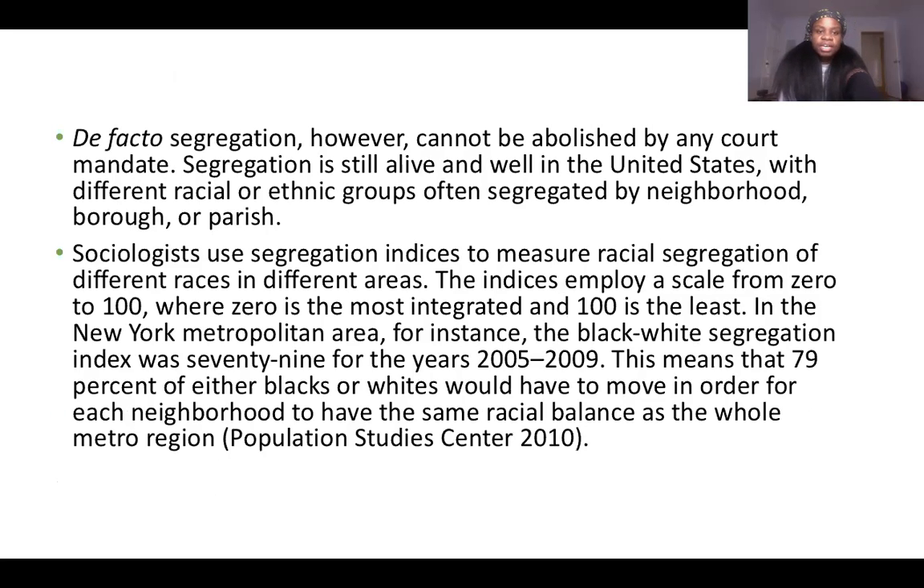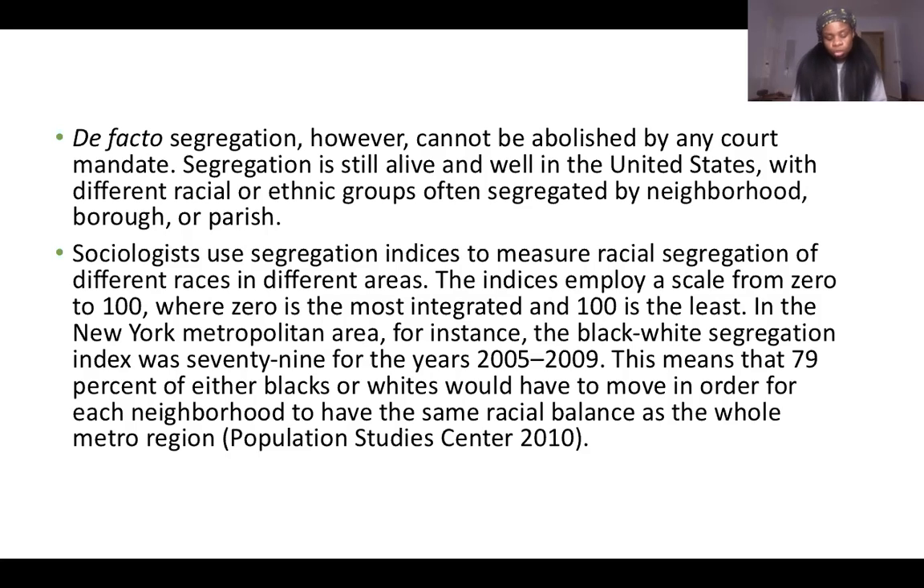De facto segregation, however, cannot be abolished by any court mandate. Segregation is still alive and well in the United States, with different racial or ethnic groups often segregated by neighborhood, borough, or parish. So many of you live in Massachusetts. I don't know how many of you actually live in New Hampshire, but I don't know how neighborhoods are separated in New Hampshire. So I can only speak to Massachusetts.